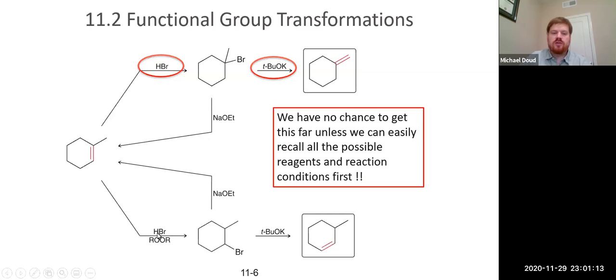You could also, of course, if you instead use HBr in the presence of peroxides, that gives you the anti-Markovnikov alkyl bromide, and then use a bulky base down here. Well, the bulky base would give you the Hofmann product, which would be this product here.